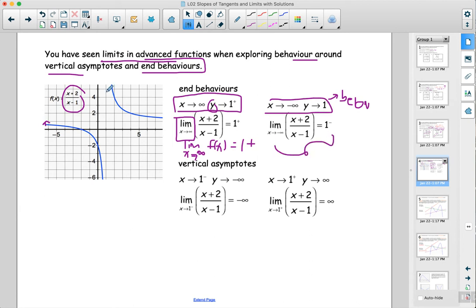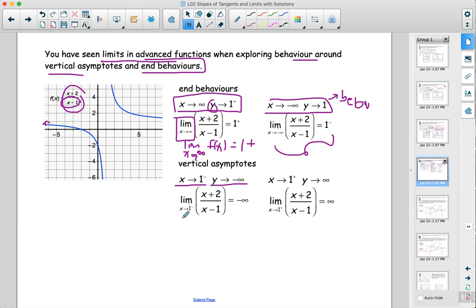Vertical asymptote here. So we've got a vertical asymptote at 1 because, when is g of x, which is our denominator, 0? That happens when x is 1. So we do have a vertical asymptote there. So now we will explore two behaviors. So we're going to send x to 1 negatively, and we can see when you go to 1 negatively, i.e. you are to the left of 1, we're shooting off to negative infinity. So in advanced functions, x goes to 1 negatively, y goes to negative infinity.